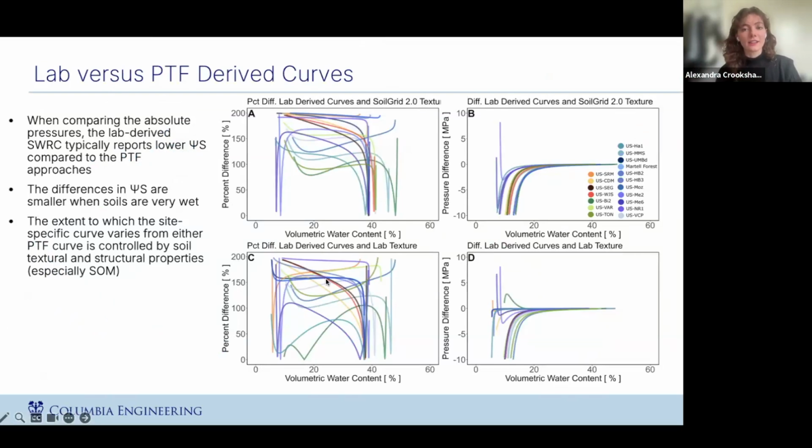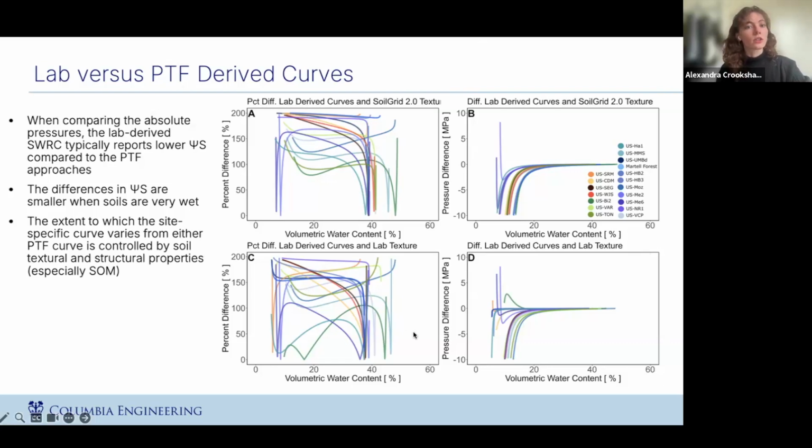To continue that analysis, these figures here are a little bit jumbled, and we'll tease them apart a little bit later. You can see the difference on the right. On the top right are the lab-derived curves with the soil database pedotransfer function. These are just the absolute differences, and you can see the differences become smaller as the magnitude of the measurement becomes smaller. On the left here, we also looked at the percent difference. And the bottom measurements would be the lab-derived with the lab texture pedotransfer function.